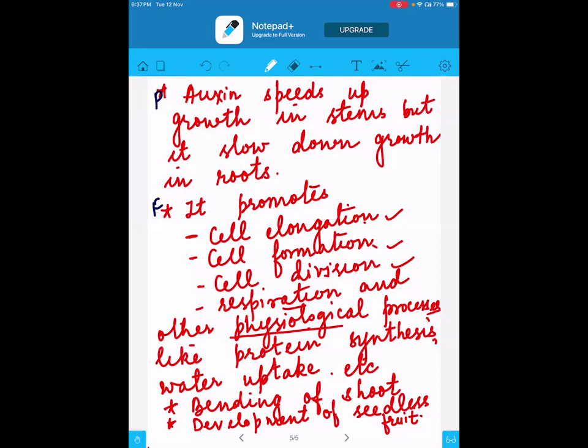So major functions are, it promotes cell elongation, cell formation, cell division, respiration, and also the other physiological processes. But in the physiological processes, you should also mention the protein synthesis and water uptake. And apart from that, bending of stem will be there, and very important, the development of seedless fruits will be done because of this auxin.